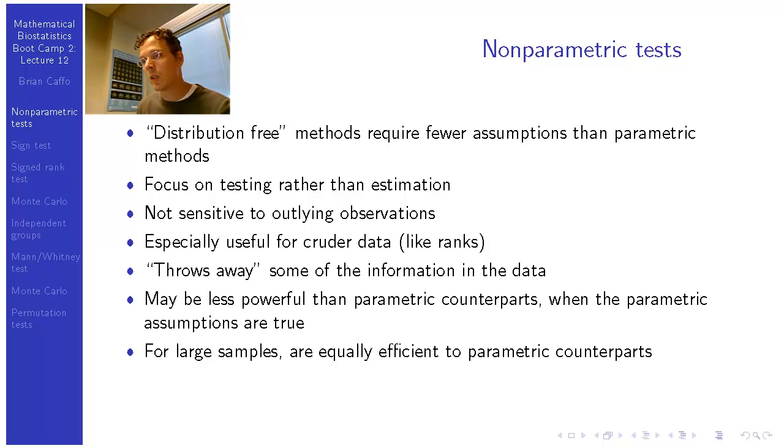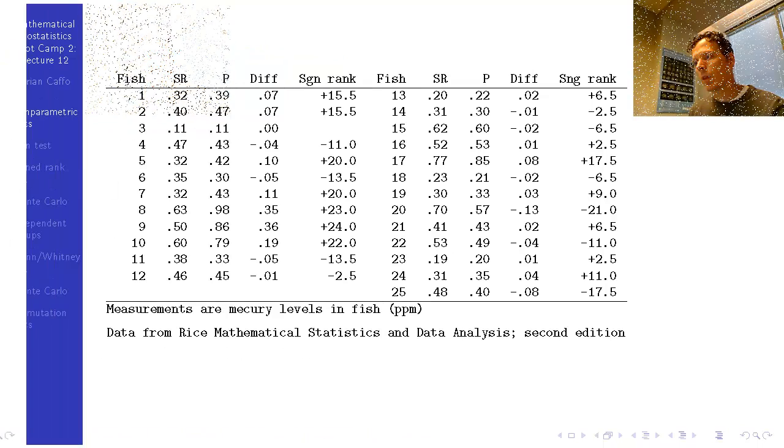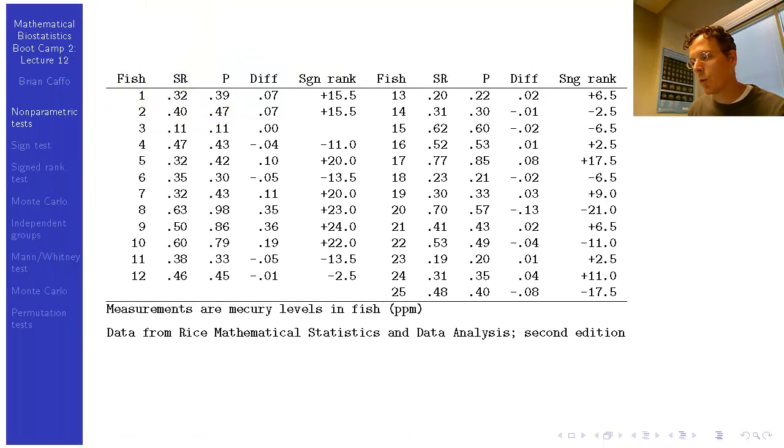So here's some data from this wonderful book from Rice called Mathematical Statistics and Data Analysis. I highly recommend this book. I use the second edition. I don't know if that's what they're still on. At any rate, this data concerned 25 fish. They were taking mercury levels from the fish in parts per million. And they had them at 2 locations on each fish. So fish 1, they had a measurement of 0.32 and 0.39 and so on.